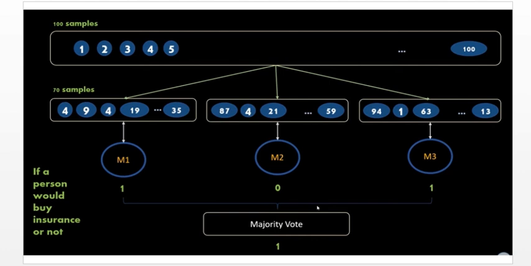In this case, sampling with a replacement means the same data point can appear multiple times in a single data set. For example, now the original data set here, we have 1, 2, 3 up till 100, which is divided into 70 samples, where in one sample we have 4 that is repeated twice, and 4 appears in all the other 3 other samples as well.